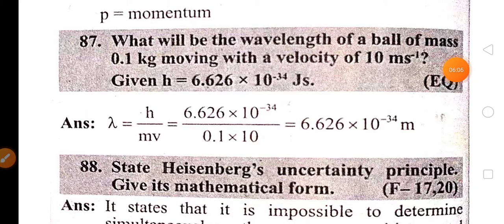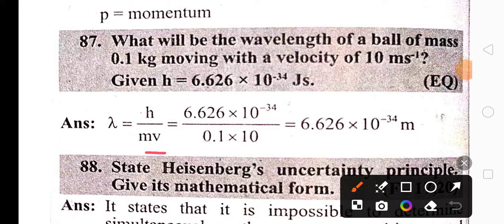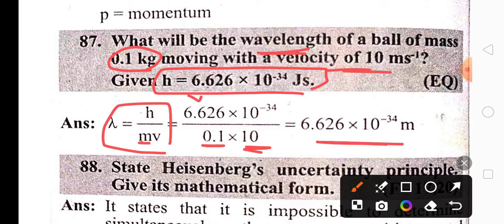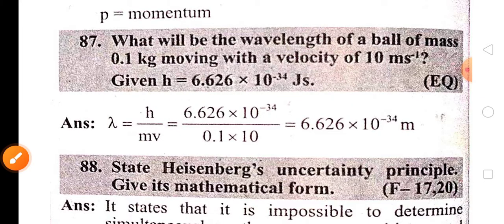So mass into velocity can be taken as momentum p. Numericals related to de Broglie's equation are also very important. What will be the wavelength lambda for a ball of mass 0.1 kg moving with a velocity of 10 meter per second? Planck's constant h is a constant, they have given that value. When you substitute and calculate, you will get the wavelength 6.6 into 10 to the power of minus 34 meters.